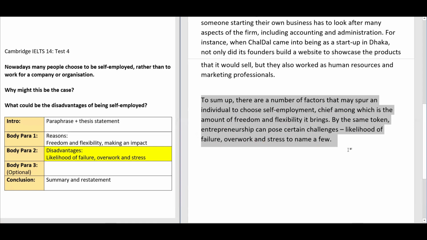Remember that task 2 carries twice the marks as task 1. Therefore, it is extremely important, so much so that some IELTS instructors recommend writing the answer to task 2 at first and then moving on to task 1. I think it's a good idea.